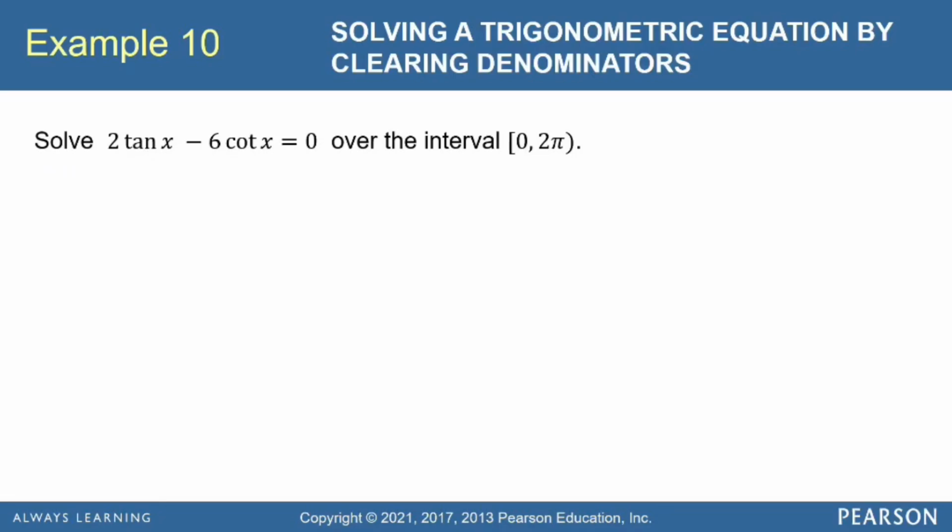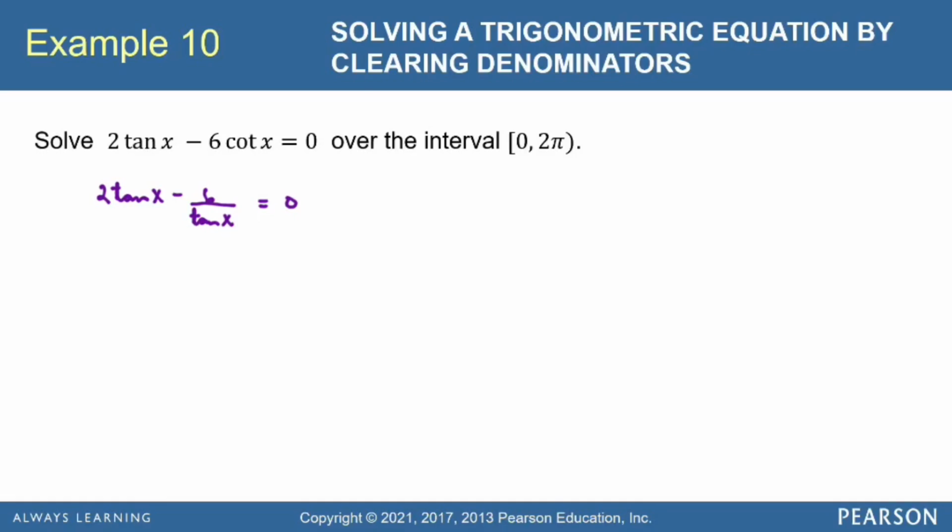It says solve 2 tangent x minus 6 cotangent x equals 0 over the interval from 0 to 2 pi. Now notice that we have tangent x in this term and cotangent x in another term, and so we can't separate them by factoring because they're not in a multiplication type setup. So what we're going to have to do is use a reciprocal identity to replace cotangent x in the top with tangent x in the denominator. That would give us 2 tangent x minus 6 over tangent x equals 0.